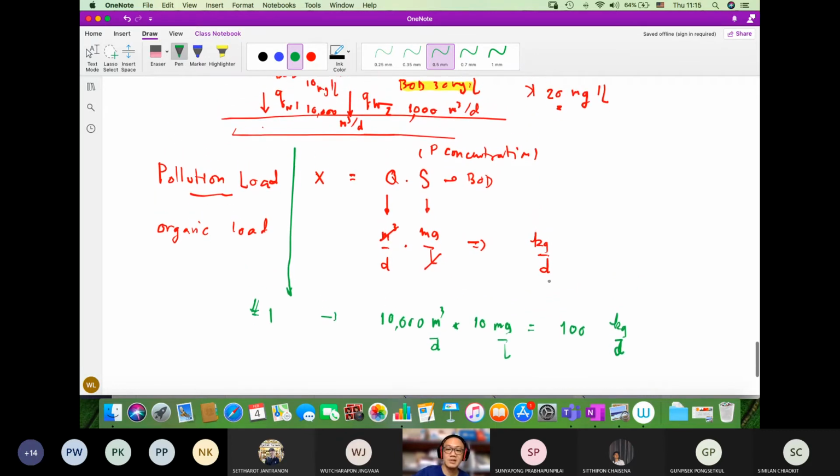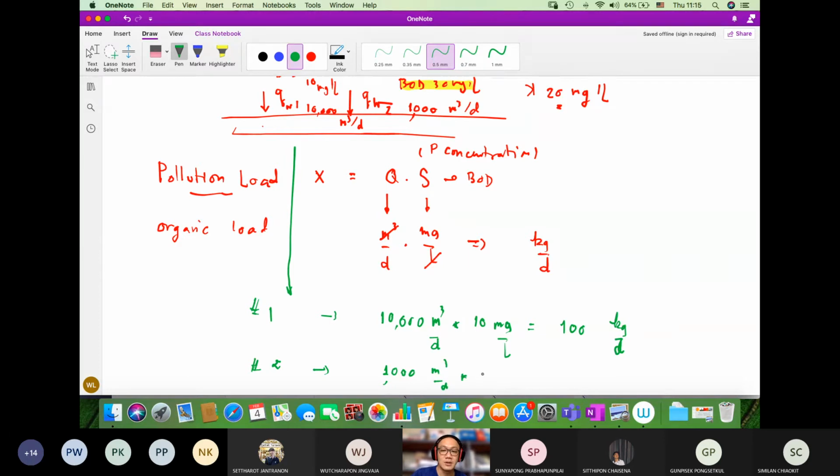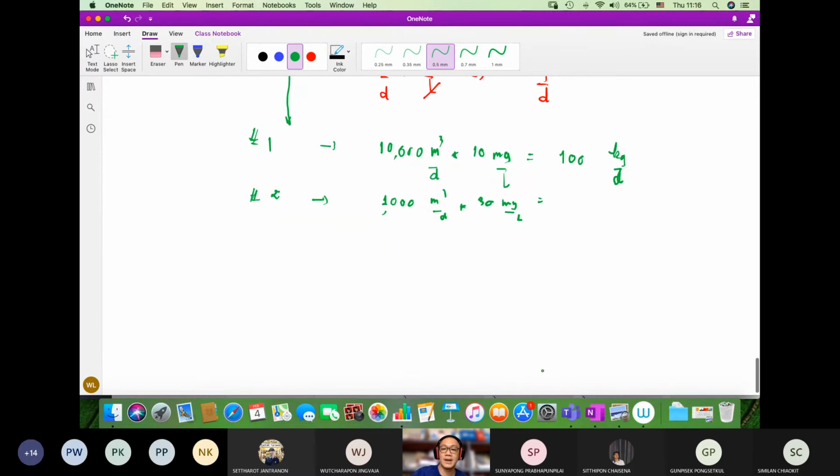And then from the second source, the wastewater discharge from this industry is thousands cubic meters per day, but the concentration is a little bit higher than the standard, 30 milligram per liter. So in terms of the pollution load, how much would you get?